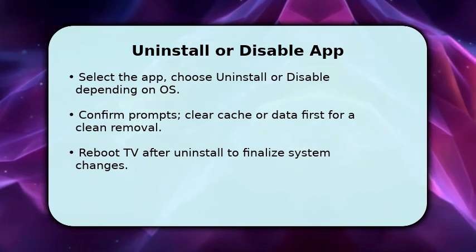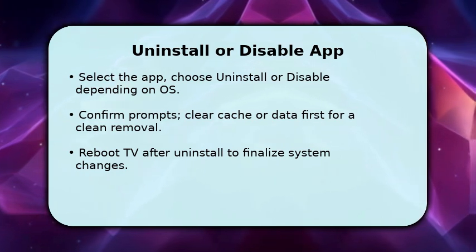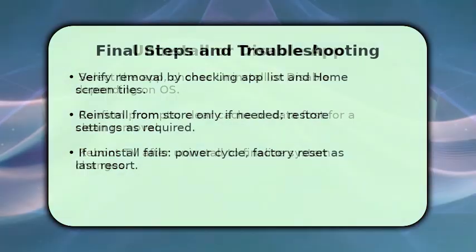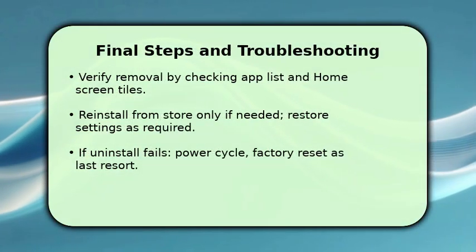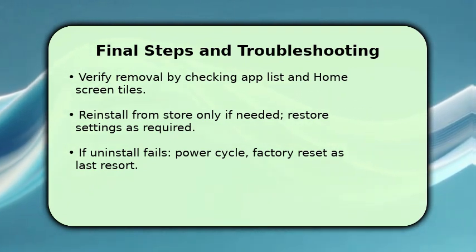Once done, make sure to reboot the TV to let the system update app lists and reclaim memory and storage space. Finish by confirming the app is gone from the app list and no longer appears on your home screen tiles. You may need to remove any leftover shortcut manually.